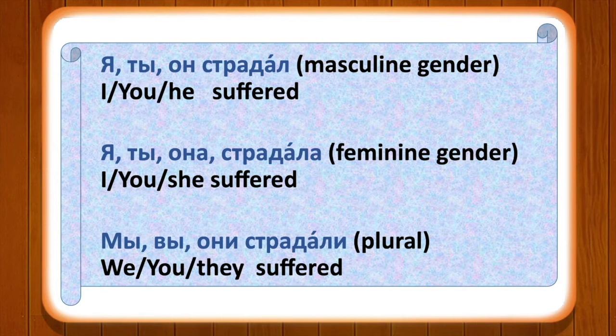And conjugation in past is ya, ti, on stradal for masculine gender. Translation will be on stradal, he suffered. Ya, ti, ana stradala for feminine gender. Ana stradala, she suffered. Mi, vi, ani stradali for plural. Ani stradali means they suffered. Mi stradali, we suffered. Vi stradali, you suffered.